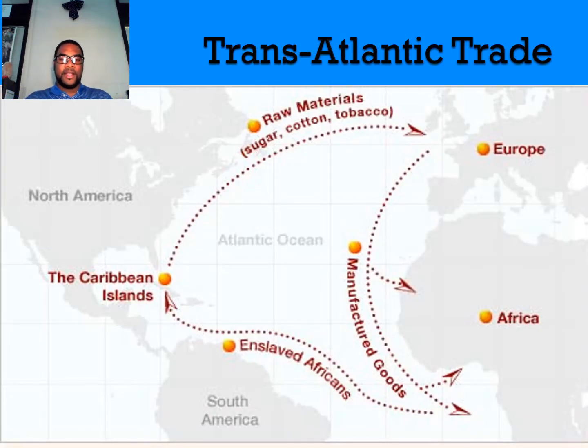Transatlantic trade, as you can see, this is the triangular shape that it kind of mentioned, sometimes known, as you said before, as the triangular trade. It was just a constant process, as you can see. Europe sent those manufactured goods onto Africa, and from Africa, they moved those Africans to those Caribbean islands, and from the Caribbean islands, they shipped those raw materials back to Europe, and this was an ongoing process.